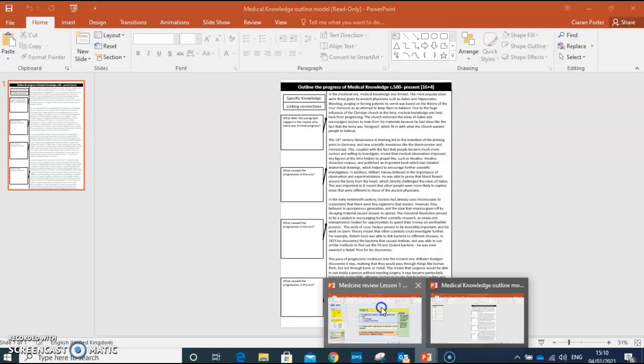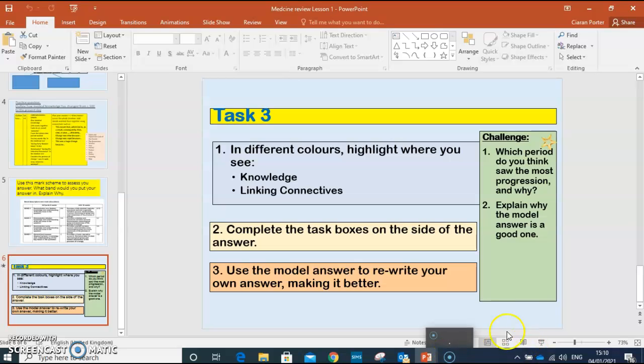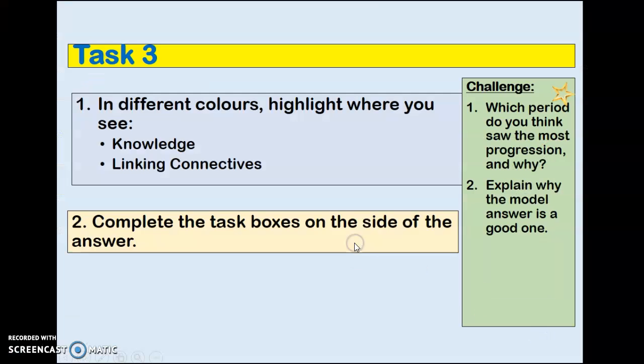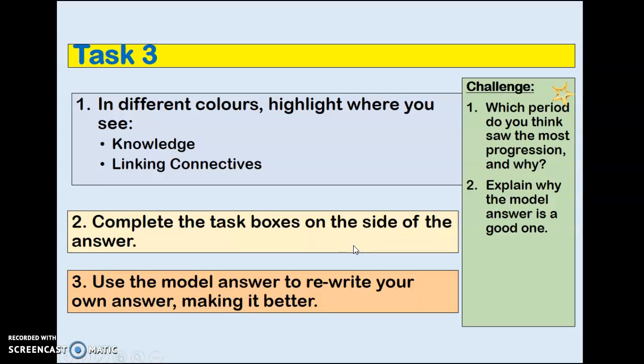Once you've read through the answer, I would like you to use that model answer to add to or to rewrite your answer, making it better. Finally, there is a challenge task. Which period do you think saw the most progression and why? And I want you to also explain why the model answer that you've been given is a good one. So pause the video and I'd like you to do those tasks now. This should take you up to the end of the lesson.